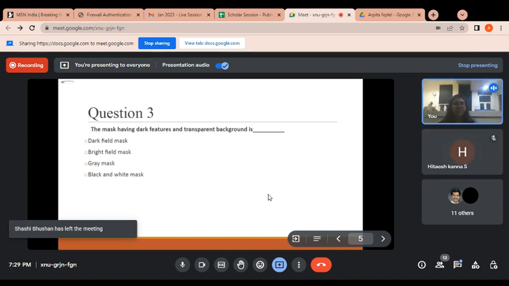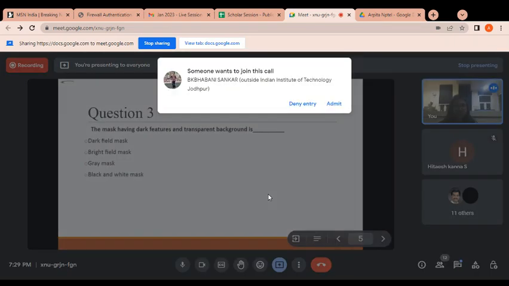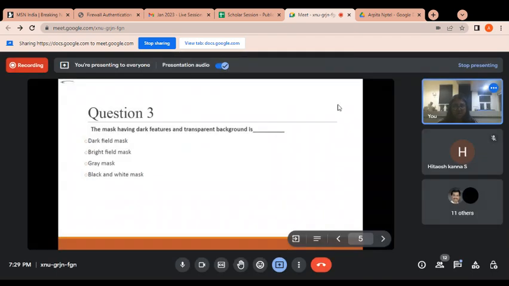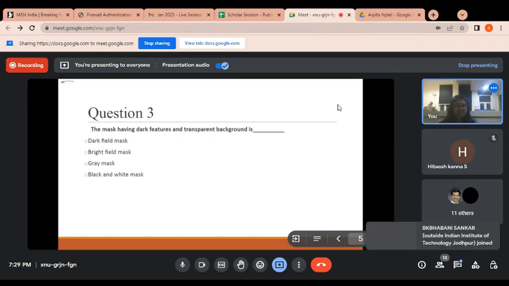Can you tell me what is the actual definition of the dark field mask? What is the difference between the dark field mask and the bright field mask? Because in both bright field and dark field cases, the dark pattern and the transparent pattern are present, so that's why it is black and white.